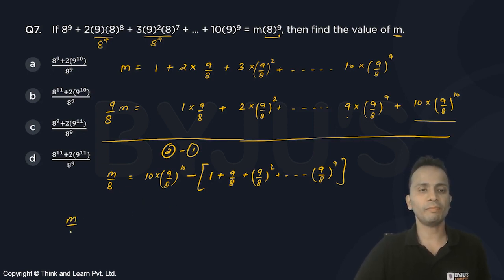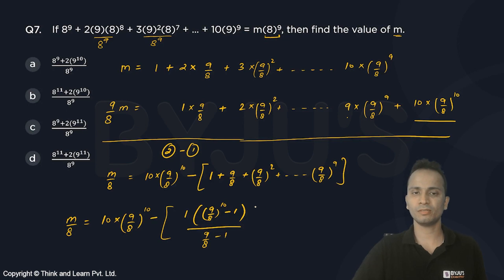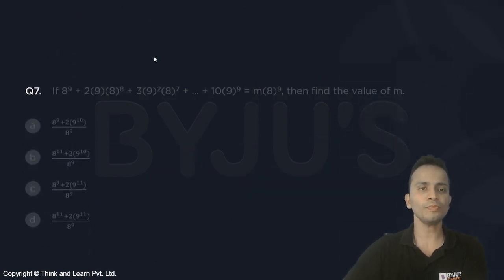So the value of m by 8 will be equal to 10 into (9 by 8) whole raised to the power 10 minus, inside the bracket I have a geometric progression, so I'll write the sum of GP. So a, the first term, multiplied by r raised to the power n, the number of terms is 10, minus 1, upon 9 by 8 minus 1. Now let's write the simplified form of the right-hand side on the next page.